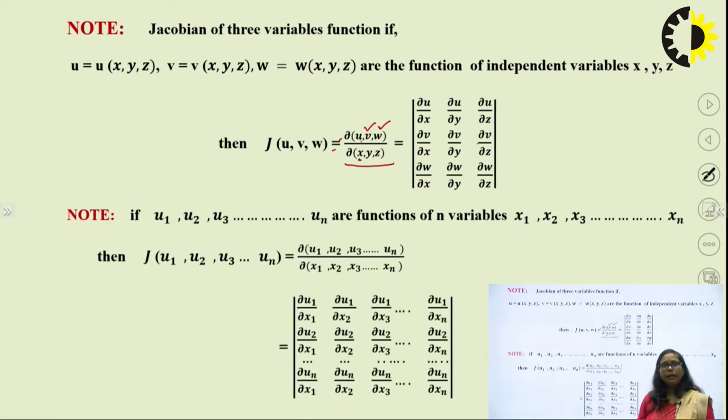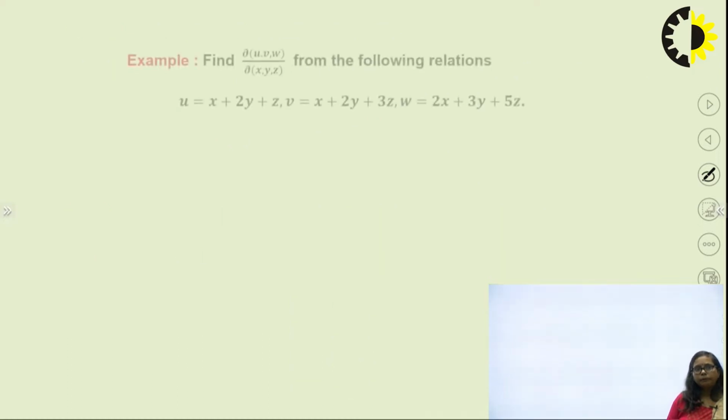Similarly, we can extend this definition for n variables. If u1, u2, ..., un are n dependent variables which are functions of n independent variables x1, x2, ..., xn, then the Jacobian of u1, u2, ..., un with respect to x1, x2, ..., xn is given by putting each value like this in the form of a determinant. So, this is the definition of Jacobian.